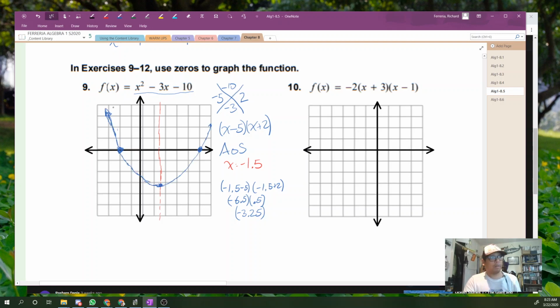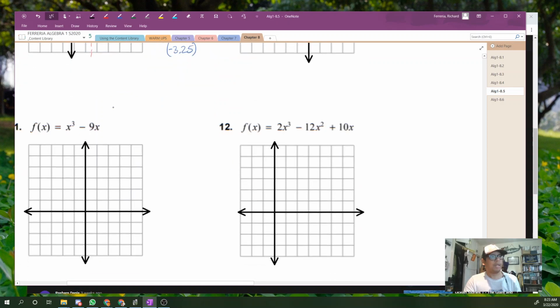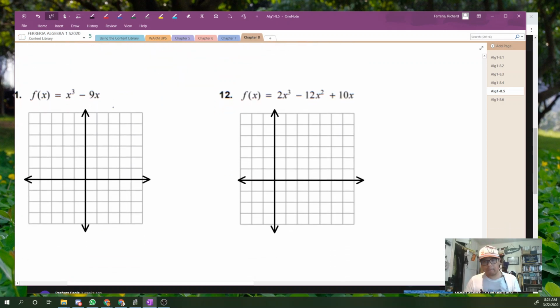Here's our parabola, and I'm going to take a minute here. I'm going to let you guys figure out number 12 on your own. We'll come back with the answer, and then we'll say peace out, okay? Go ahead, and I'll just bob my head while you work.